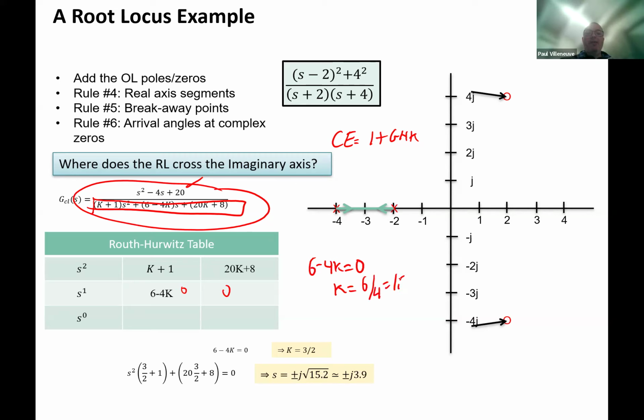Six over 4 is 1.5, right? That's how we calculated our value of K. Once we have that value of K, now what do we do? We go back to this row, and my auxiliary equation, A of S, is equal to (K plus 1), that is 1.5 plus 1, times S squared, plus 20 times 1.5, plus S. We set that equal to 0, and then we solve for the roots. And that's what we have right here.